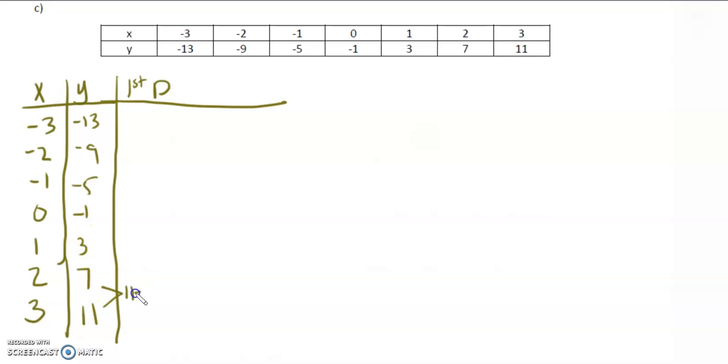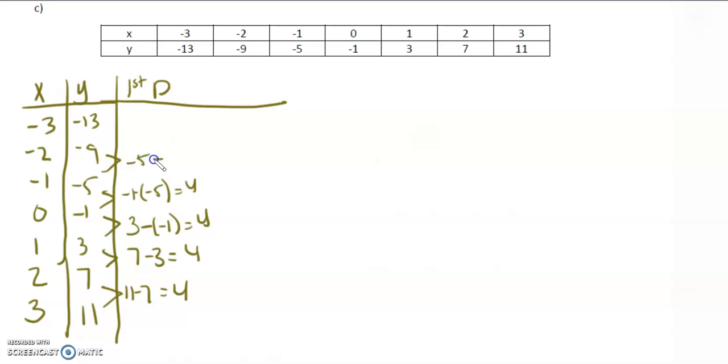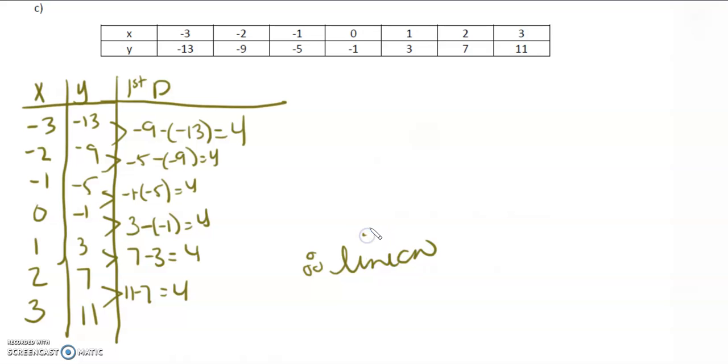Okay, let's go 11 minus 7 equals 4. 7 minus 3 equals 4. 3 minus negative 1 equals 4. Negative 1 minus negative 5 equals 4. Okay, negative 5 minus negative 9 equals 4. Remember those double negatives. Don't leave that out. Okay, negative 9 minus negative 13 equals 4. Okay, so we did one of each example, linear, quadratic, and exponential.